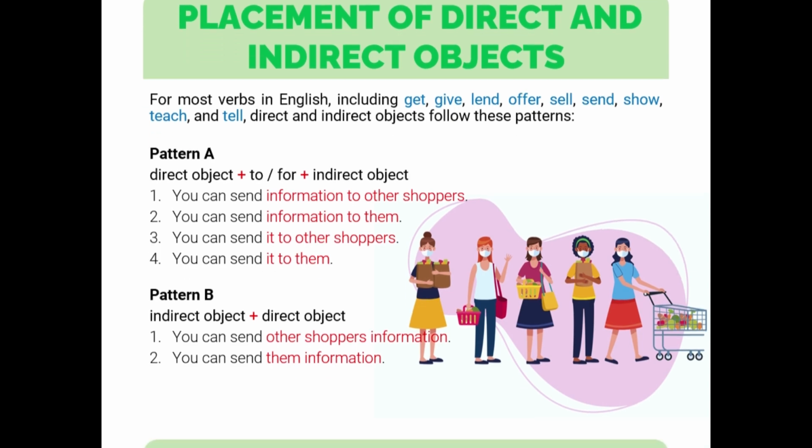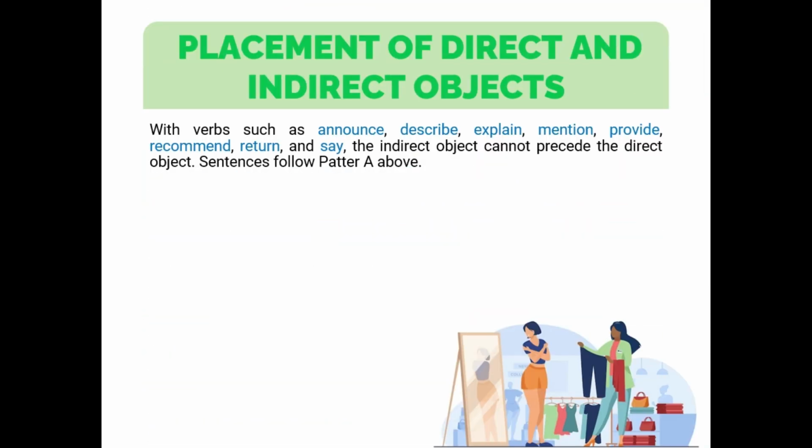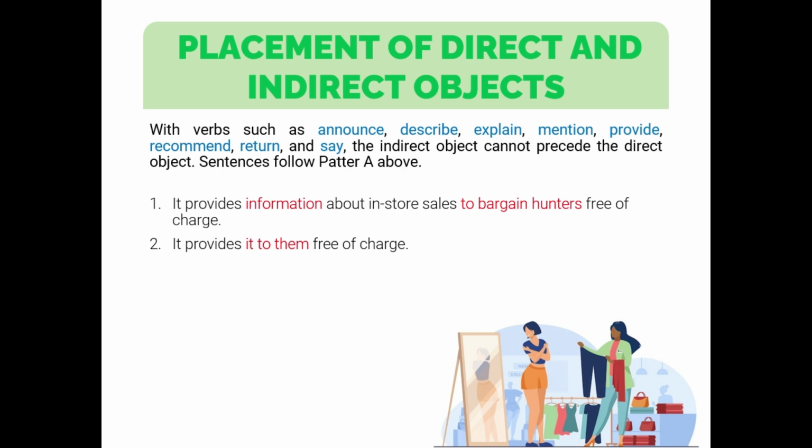Now with verbs such as announce, describe, explain, mention, provide, recommend, return, and say, the indirect object cannot precede the direct object, so sentences must follow pattern A. For example, number 1, it provides information about in-store sales to bargain hunters free of charge. Number 2, it provides it to them free of charge.